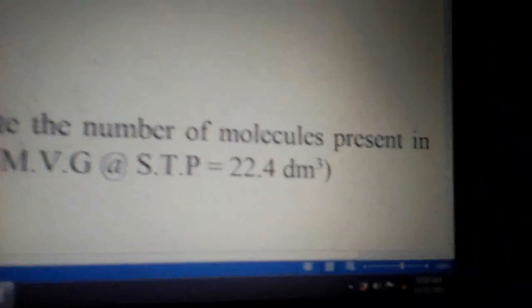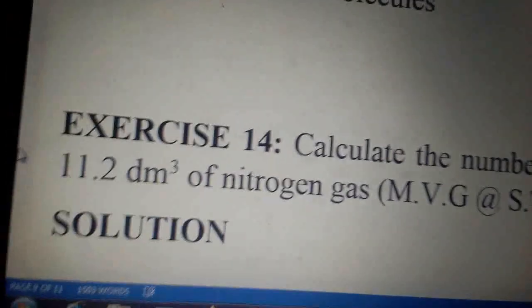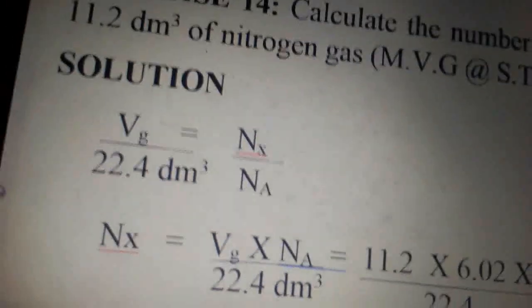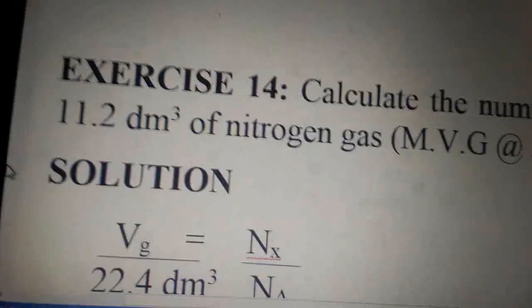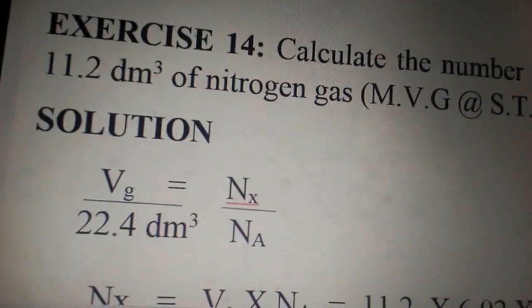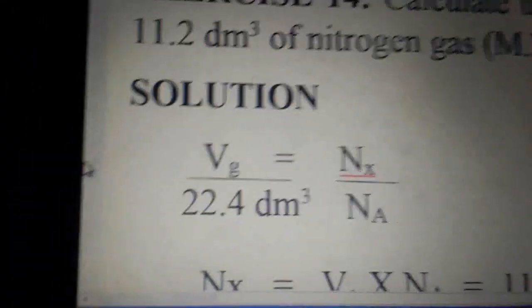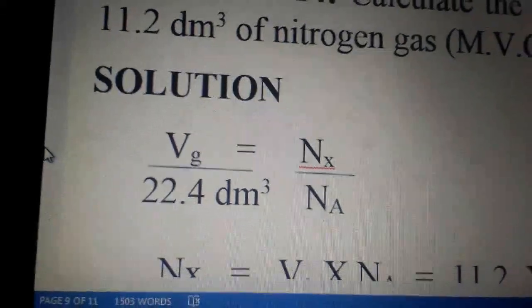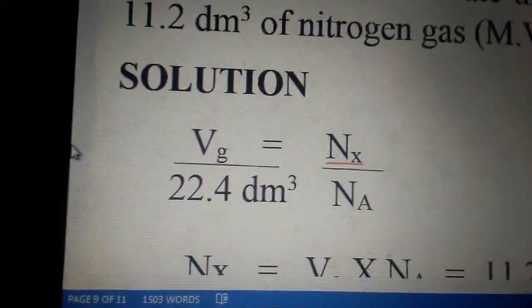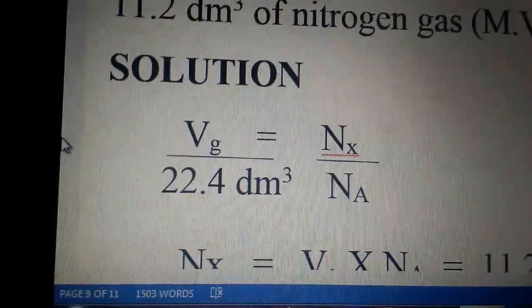Exercise 14 says, calculate the number of molecules present in 11.2 dm³ of nitrogen gas. So this is volume. They gave us the volume of the gas, 11.2 dm³. So how does volume of gas connect to mole? That's the formula: number of moles equals Vg over 22.4. That is the connection between the number of moles of a gas and volume.